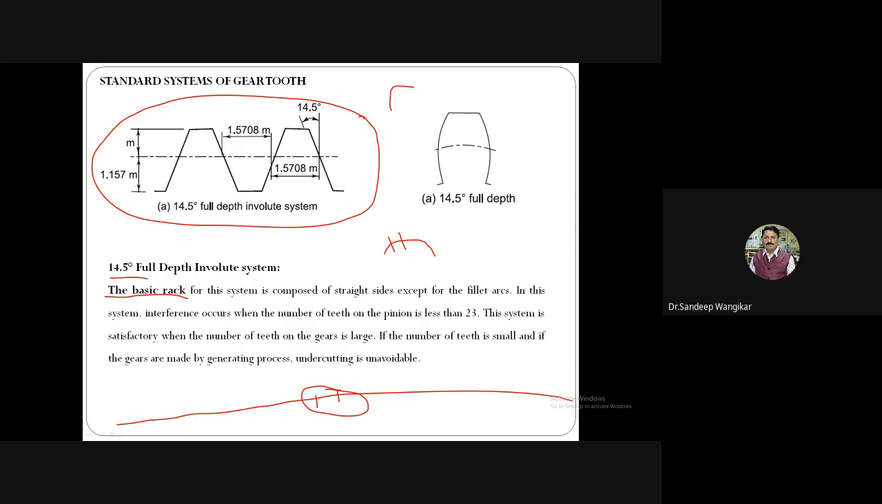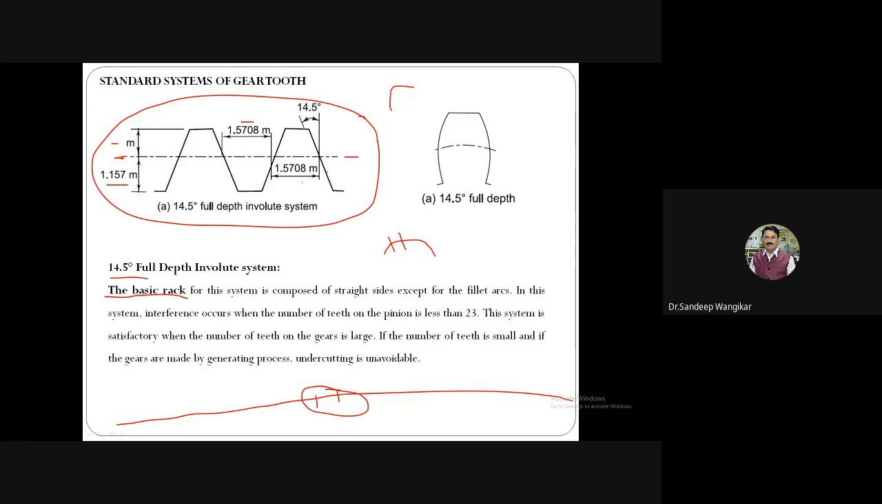So the first one is the 14.5 degree full depth involute system. The basic rack for this system is composed of straight sides except the fillet arc. Now see here, this is the pitch line shown. I am highlighting, this is the pitch line. Up to the addendum, it is 1.157 module. For the addendum, it is just module. These are the standard considerations. For the tooth thickness, it is 1.5708 times module, and for the tooth space, it is again 1.5708 times module. The pressure angle shown here is 14.5 degree.